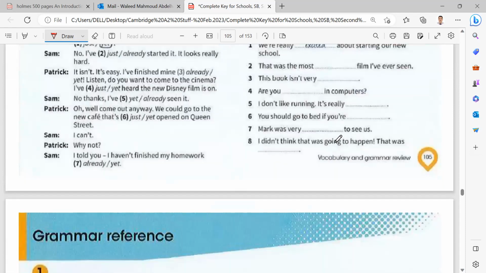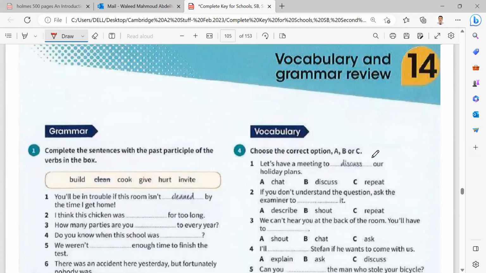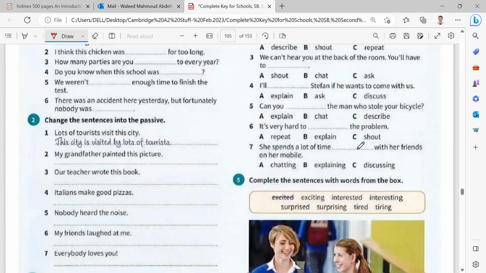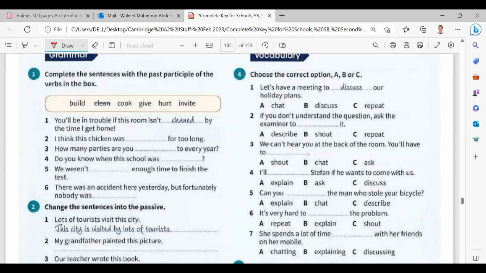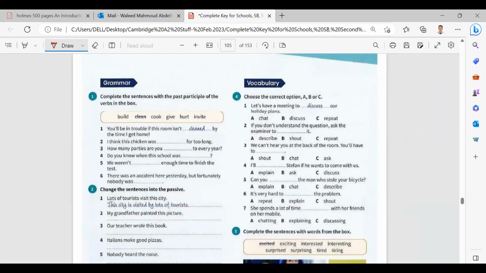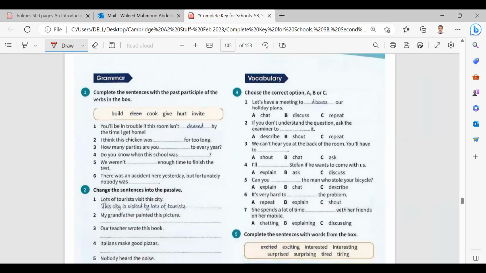Have we answered, Sarah? Not yet. Yes. So let's end our session by answering these questions. Okay. Yes, this one, vocabulary.